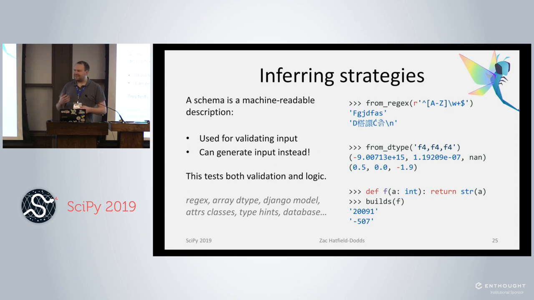It's pretty cool. The final trick, which I really love, is inferring strategies. If you don't want to write out what kind of data is valid, often you have some schema, a programmatic way to detect whether or not something is valid. And in many cases, Hypothesis can inspect that and automatically give you a strategy for things which pass that validator. One of my personal favorites is regular expressions. So there's a from regex strategy, you pass it a pattern, and then it generates strings which match that regular expression. This one is pretty cool.